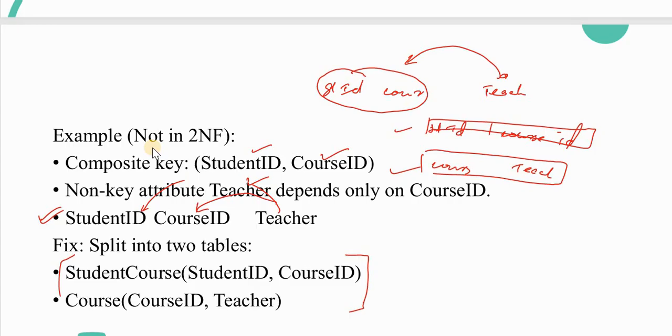So what I do is I separate this, decompose into smaller tables. Now, if you see here, this teacher is fully depending on this course ID. It depends only on the course ID. So it is fully dependent on the course ID. So this is a property of your second norm. I'll show you one more example to say it clearly.